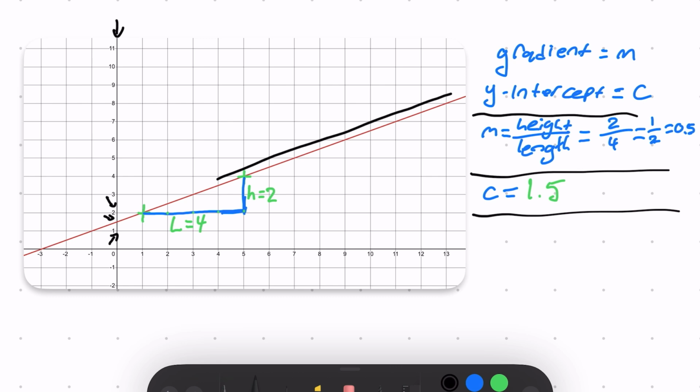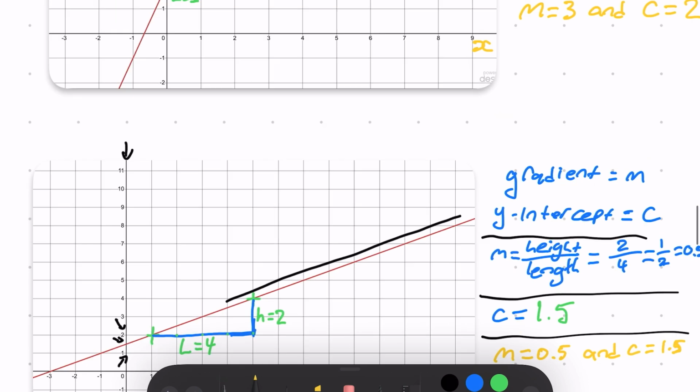Once you've found M and C, we can write it out all together. So M equals 0.5 and C equals 1.5. And that is how you find gradients and y-intercepts.